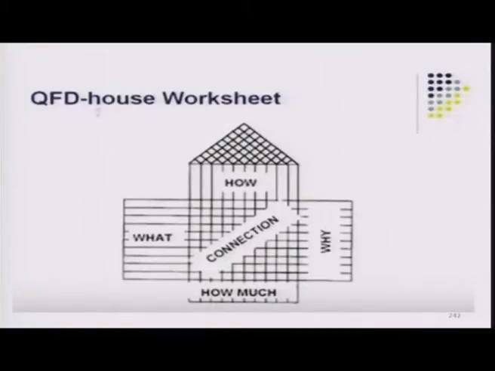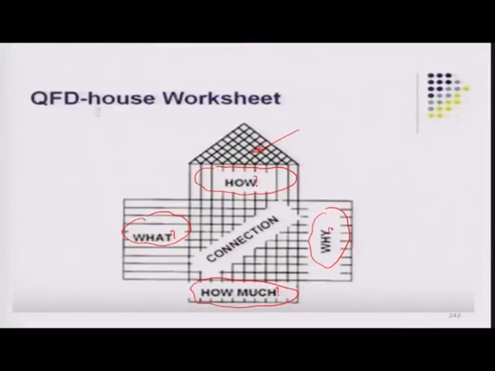So you have a how segment here. How do you achieve? What do you want to achieve? How much do you want to achieve? And why do you want to achieve? There is a common connection between all the different questions here: what, how, why, and how much, and that's the organized way of looking at the product development process. There is of course a roof part also, which talks about correlations between the different hows.